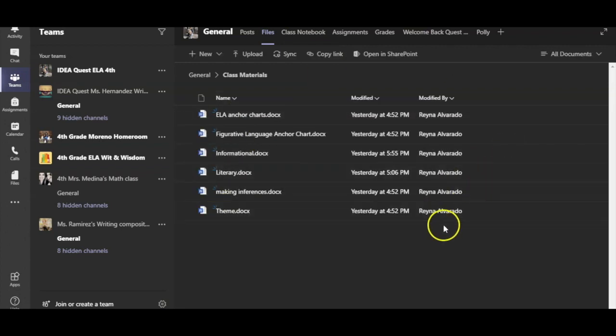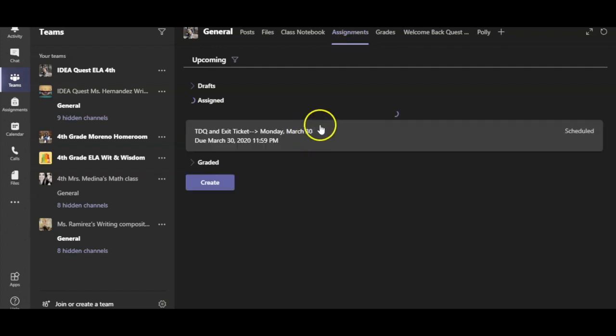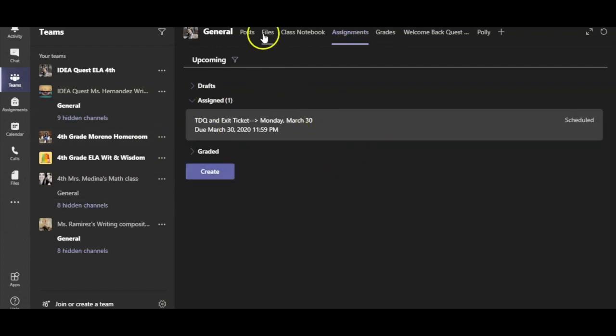Now, where do I turn in my assignments? There's actually a tab that says Assignments. Go ahead and click on that. Once you click on that, for today, you're going to have something due. It's going to be your TDQs that we always do in class, along with your exit ticket. Once you click on this, I will be able to see who has turned in their assignment. So remember, ELA, Assignments, and you click here. It will be due today at 11:59 p.m.